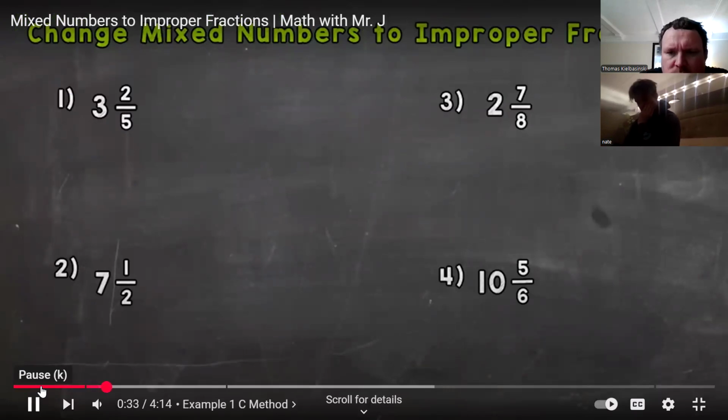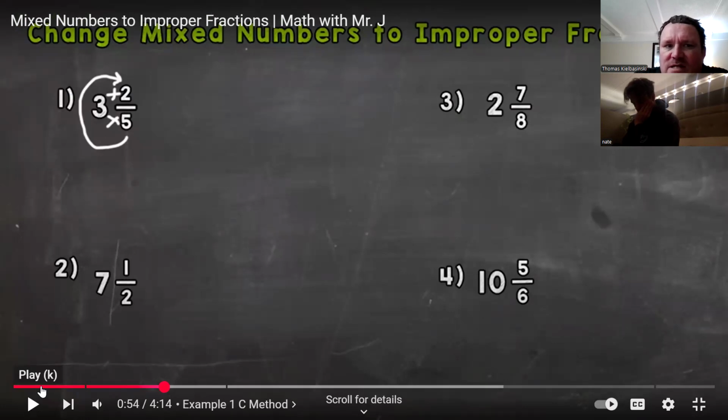What we need to do, I call it the C method. We're going to start at the bottom here, and we're going to multiply the denominator, the 5, times the whole number, and then add the numerator. You do this for every single one of these problems. You'll repeat the same steps over again.